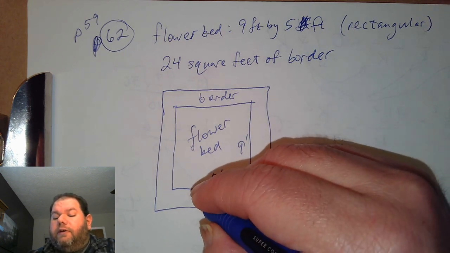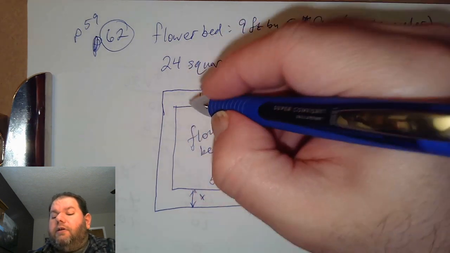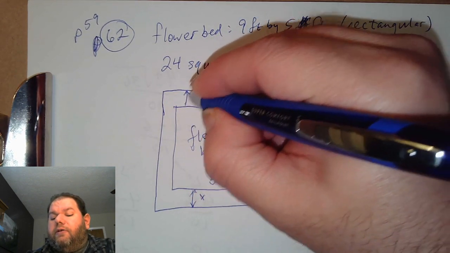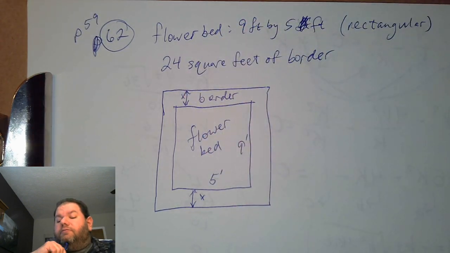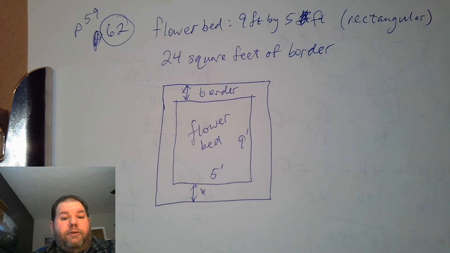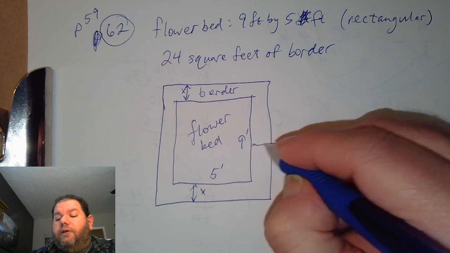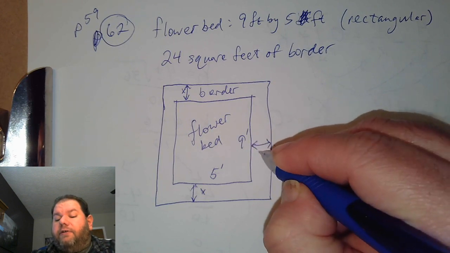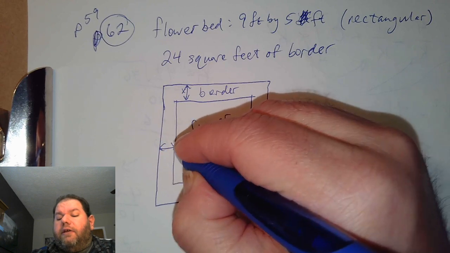So now let's say this is X. And so this should be an equal value X here. The border is going to be the same width all the way around. So the distance from the flower bed to the edge of the border is the same value on all sides. So that's X. And that's X.